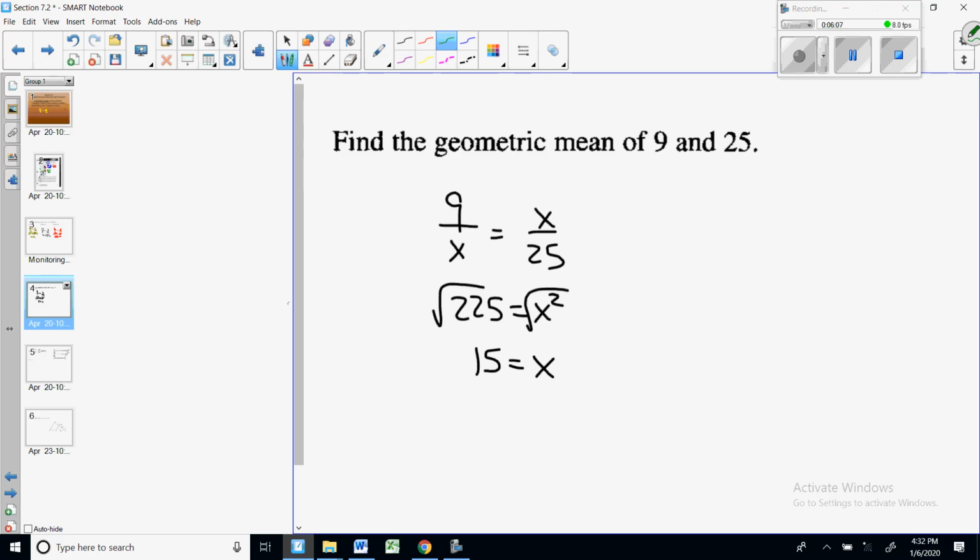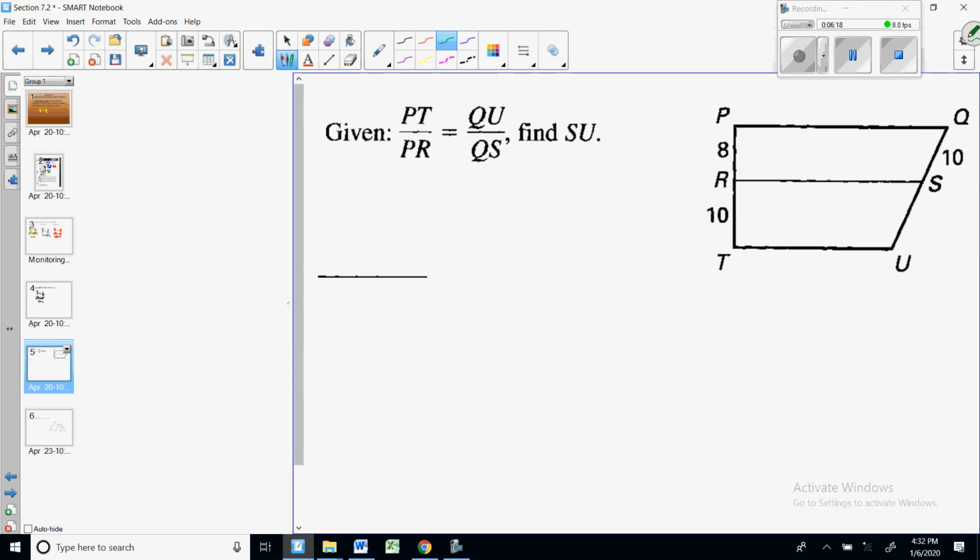With your arithmetic means, you add your numbers and divide by the number of numbers. With your geometric means, you multiply the numbers together and then take the square root. Our last two things to look at are proportionality, where we want to find different values. In this case, we want to find our value of SU.